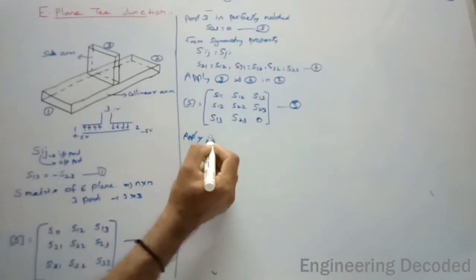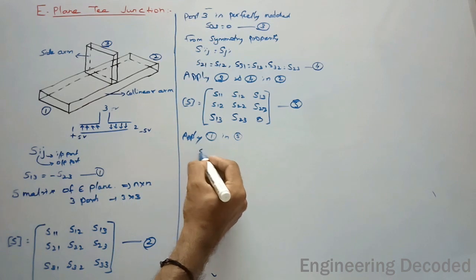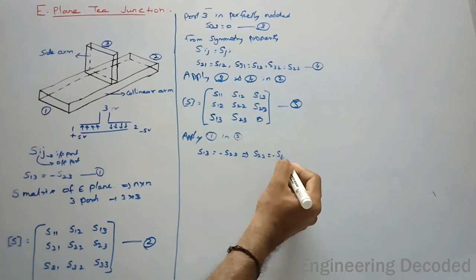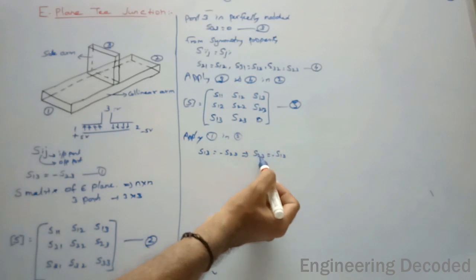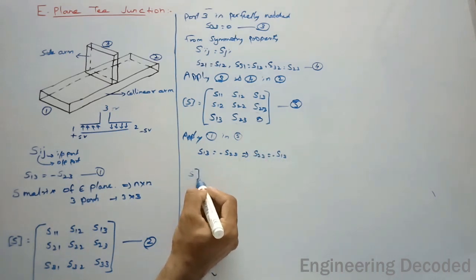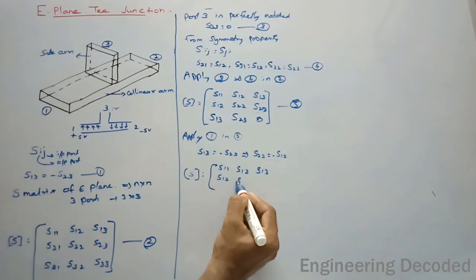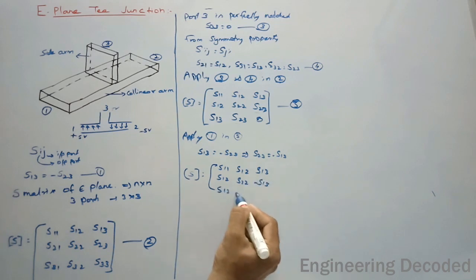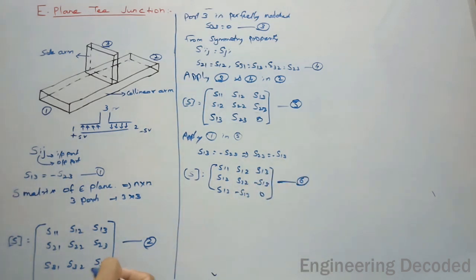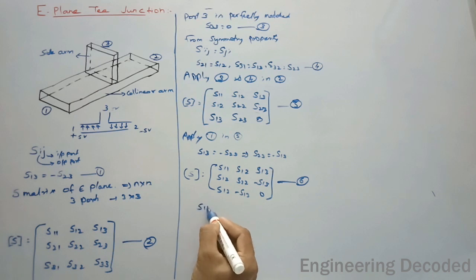Now apply 1 in 5. The first equation says S13 is equal to minus S23. It can also be written as S23 is equal to minus S13. So wherever you have S23, you can change it to minus S13. Here you have S23, here you have S23, change it to minus S13. So S is equal to S11, S12, S13, S12, S22, minus S13, S13, minus S13, 0. So this is our new S matrix. So here we can see S11, it is an unknown.